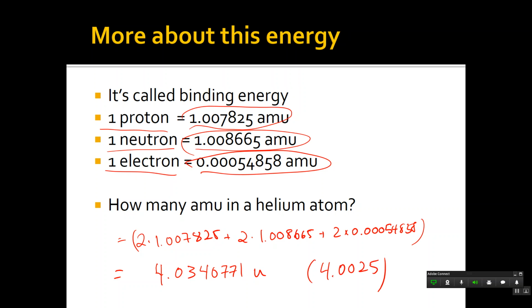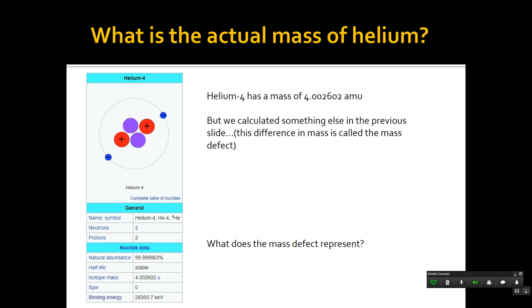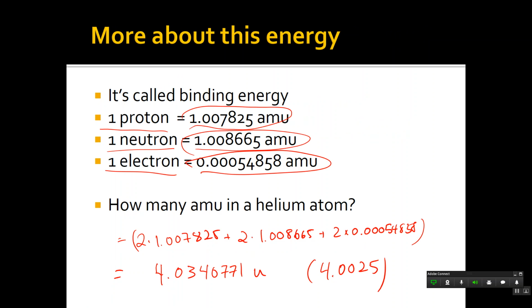All right. And this is the fundamental problem that we're dealing with right now. I looked it up on Wikipedia. It's 4.002602 units for helium. And we calculated individual ones with a high degree of precision by adding up all its protons, adding up all its neutrons, adding up all its electrons. Individually, those parts actually weighed more than when you put them all together.